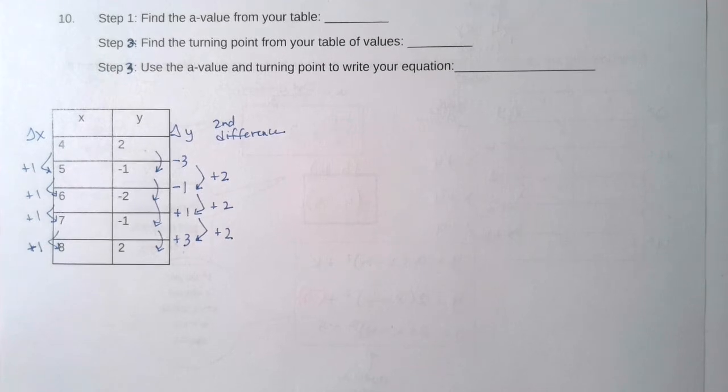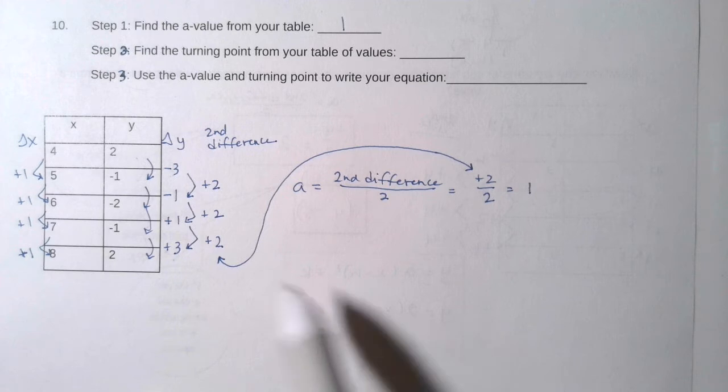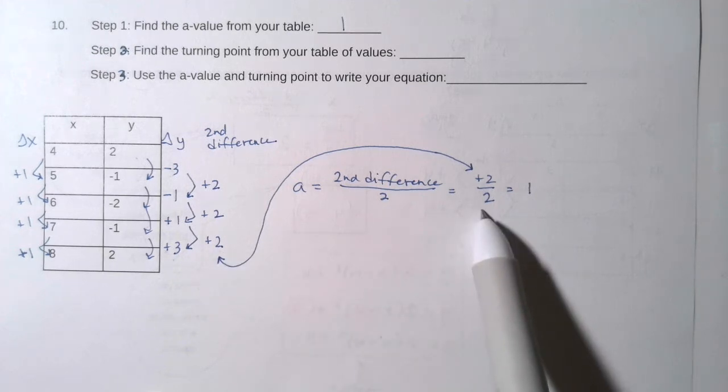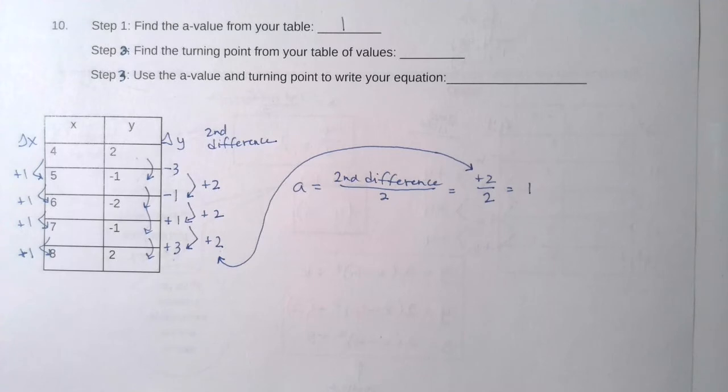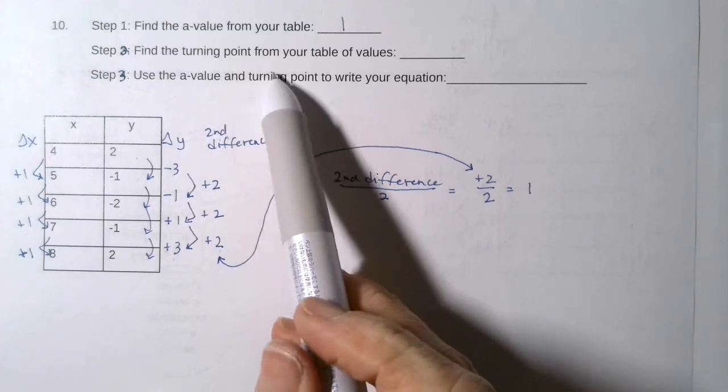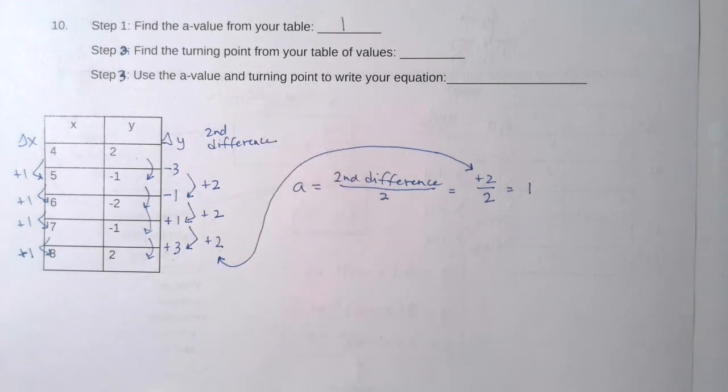and use that to find the a value from your table. So I take my second difference, I divide it by 2, and I got 1. So my a value is 1 on this. So this is going to be kind of the standard shape that we've done based on the parent function. And now I need to circle my turning point from the table. Please do that.